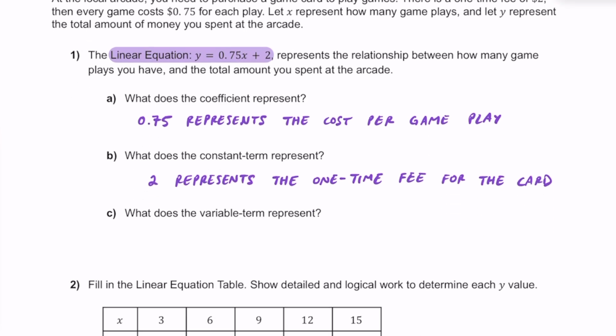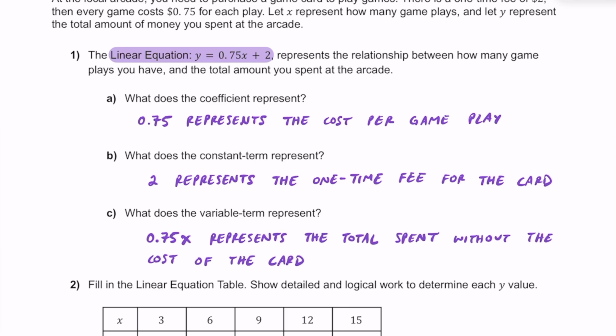Now, as for the variable term here, it is going to be 0.75x. This variable term of 0.75x really tells you the total cost that you have depending on how many gameplays you have, and this amount of money that you're spending has nothing to do with that one-time $2 fee, so it doesn't have that in consideration.